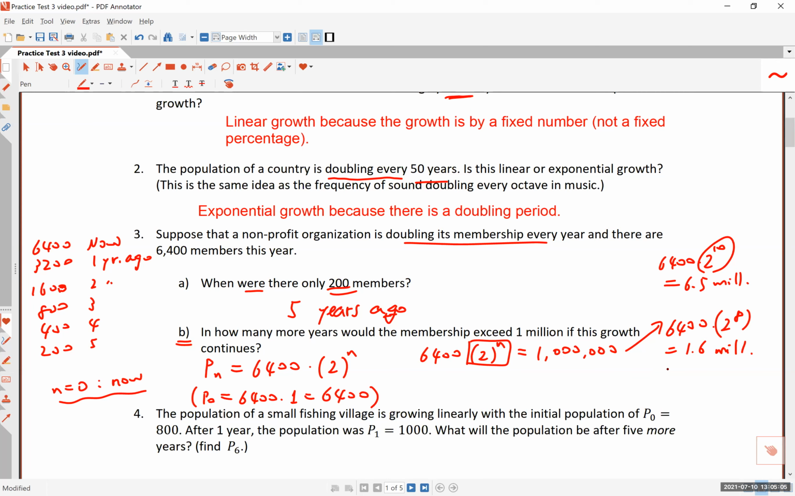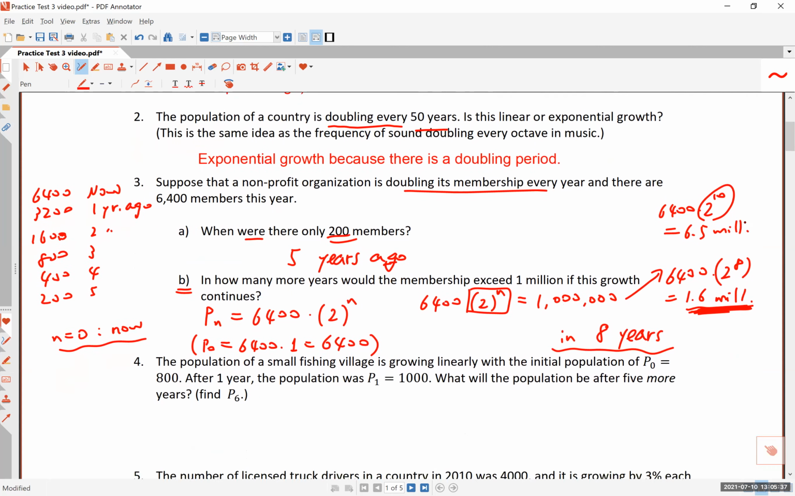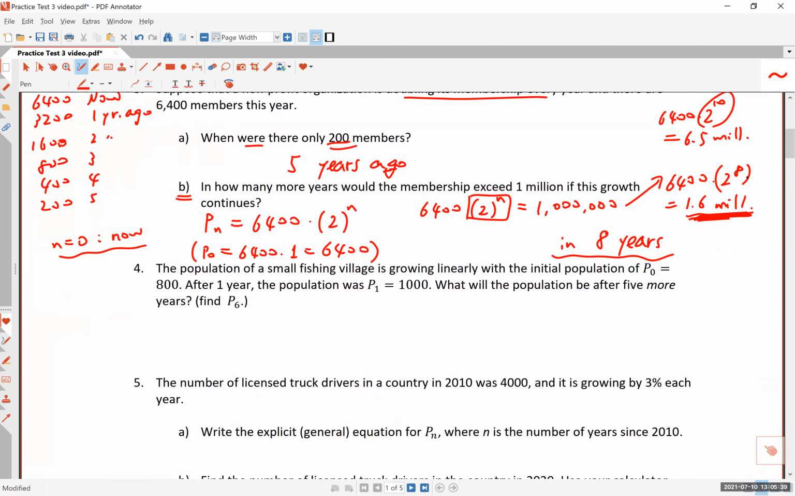Now, if you plug in 7 here, 6,400 times 2 to the 7th, it'll be exactly half of this, which is 800,000 members, right? So it's going to be somewhere between the 7th and 8th year. So of course, you want to take the bigger of the two numbers. You say in 8 years, because 7 years is not quite enough. In 7 years, the number of members will be about 800,000, and so it'll take more than 7 years. A safe answer would be 8 years.